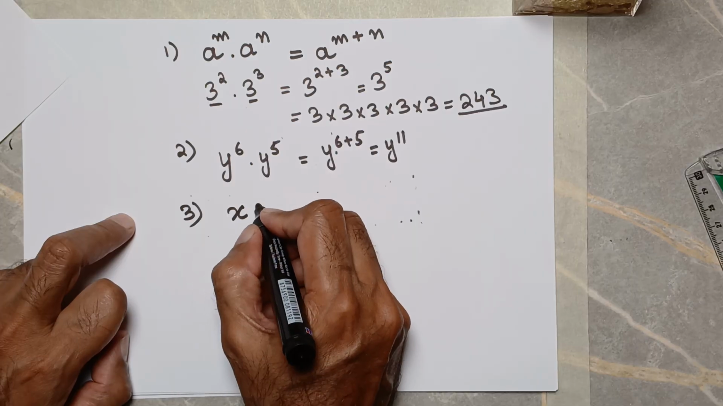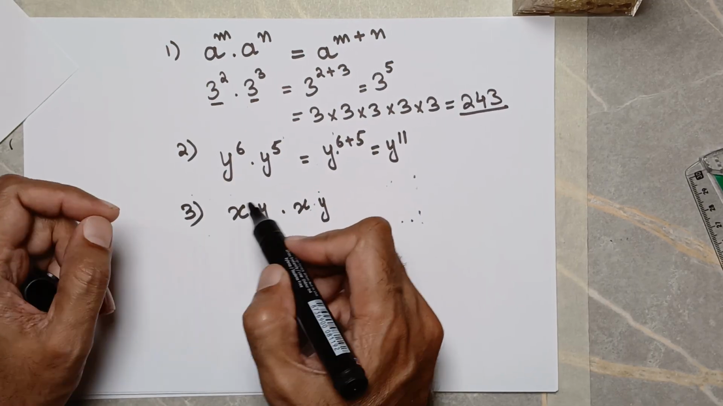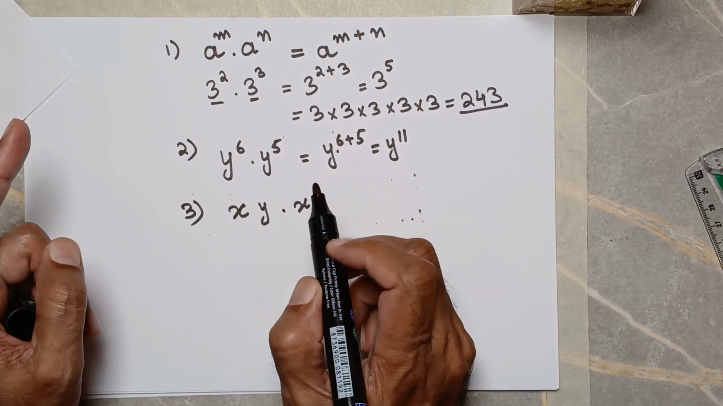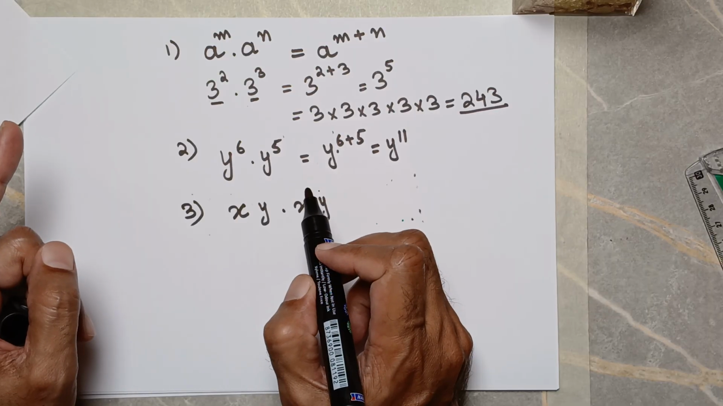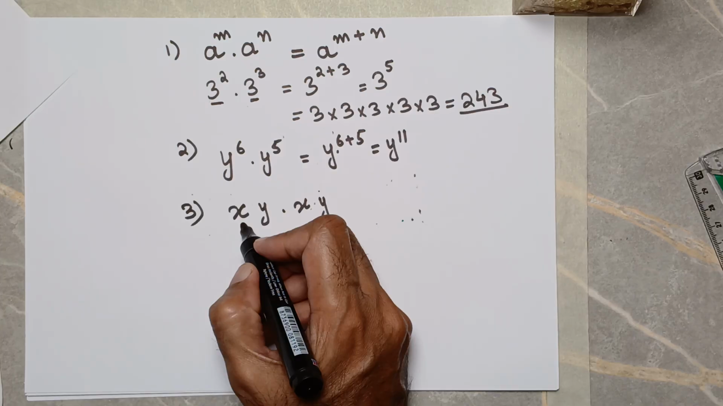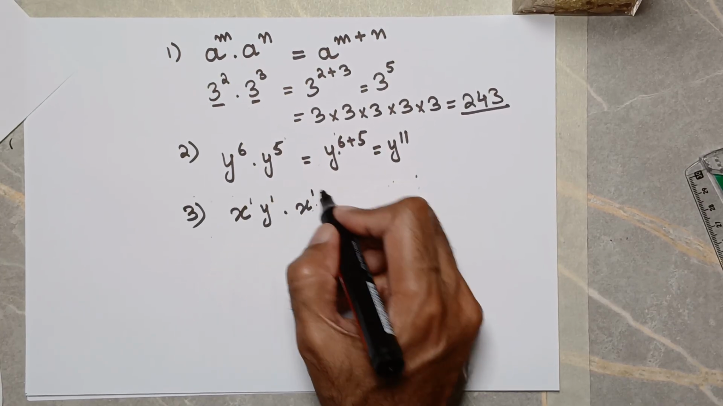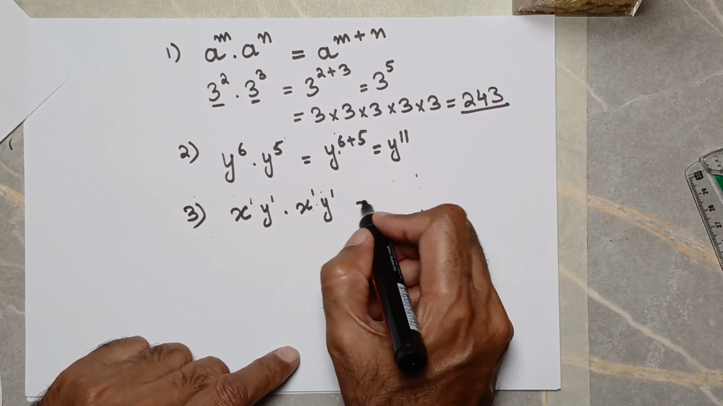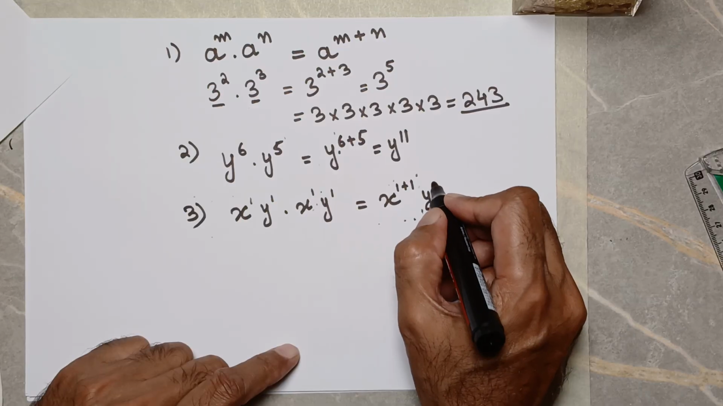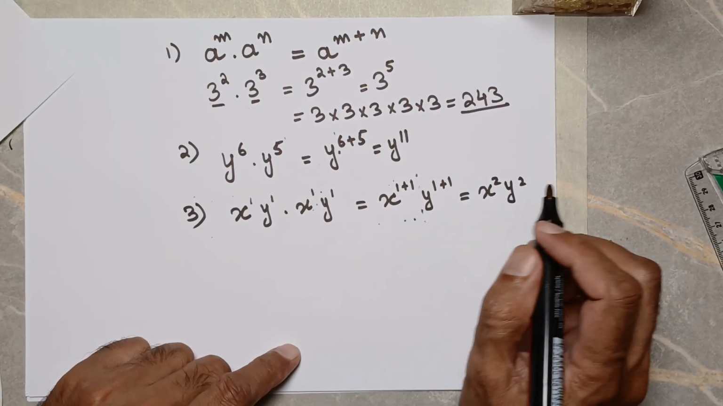Suppose that we have xy dot xy. Here no exponent is written, but that doesn't mean that it does not contain any exponent. All those variables, all those letters which do not have an exponent, are considered to have 1 over here, 1 over here, 1 over here, and 1 over here. The bases again are the same. What are we going to do? x with 1 plus 1, y with 1 plus 1. That makes x squared and y squared.